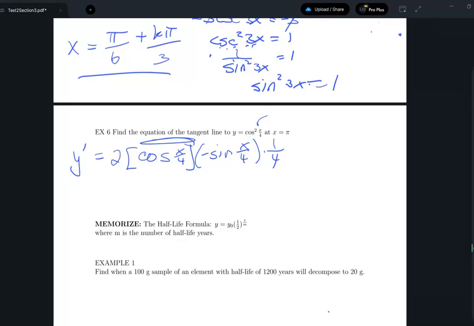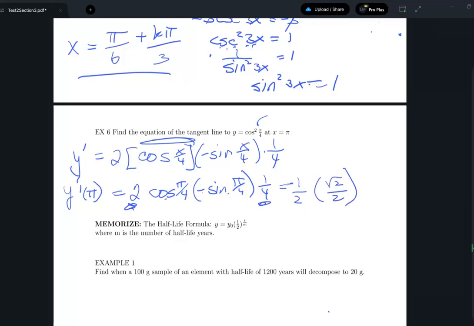Now I want to plug in pi into here, because that's where I want the angle, y prime of pi. So I'm just going to write it out. Cosine of pi over 4, negative sine of pi over 4, and then times another 1/4. Let's see, this 2 and this 1/4 give me a 1/2. And I've got the negative sign, I'll pull outside. These two are both root 2 over 2, so it's like saying root 2 over 2 squared. This gives me a 2 over 4, or a 1/2. Whoops, I lost my negative. So the slope is negative 1/4.